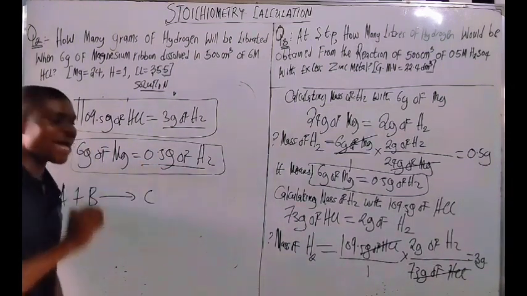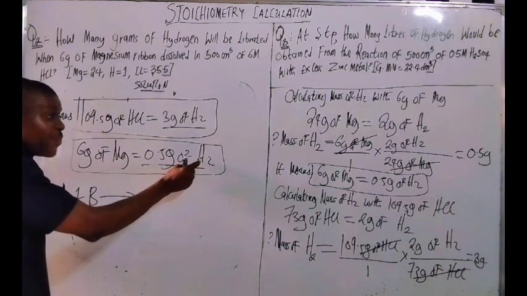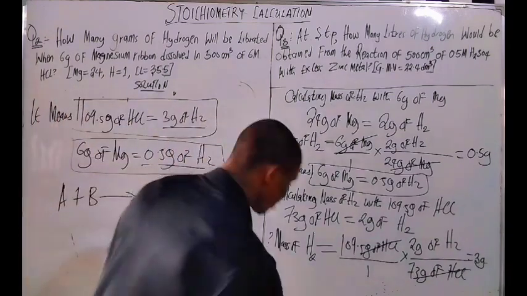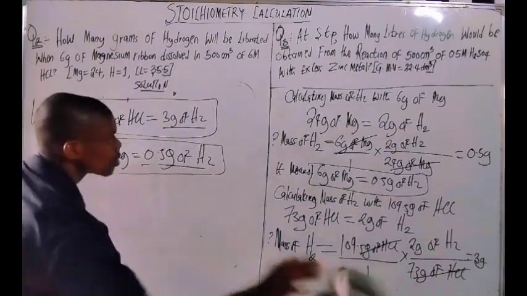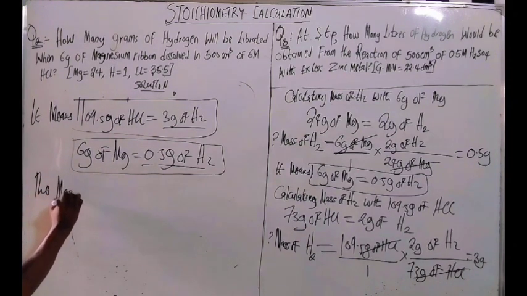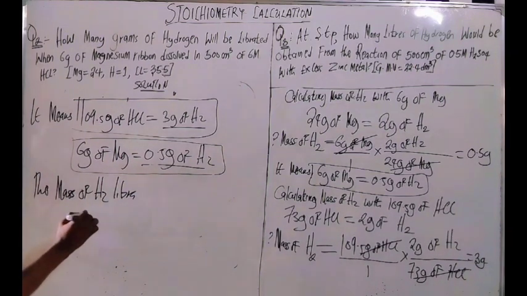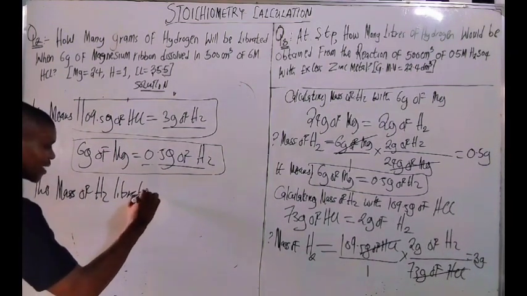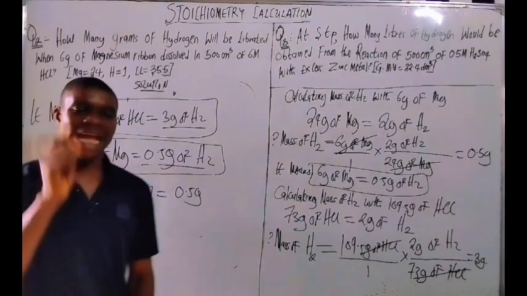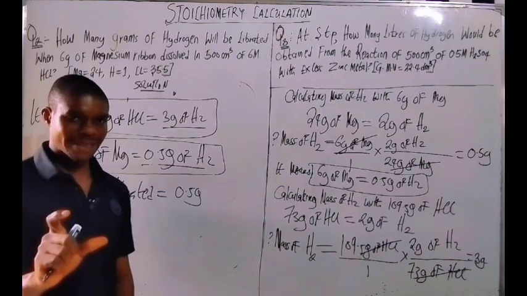So the amount of hydrogen gas liberated in the chemical reaction is what? 0.5 gram. So you cannot say amount, rather the mass of H2 liberated is equal to 0.5 gram. It's okay because it is the least amount produced in the chemical reaction. 0.5 gram. Hope you understand.